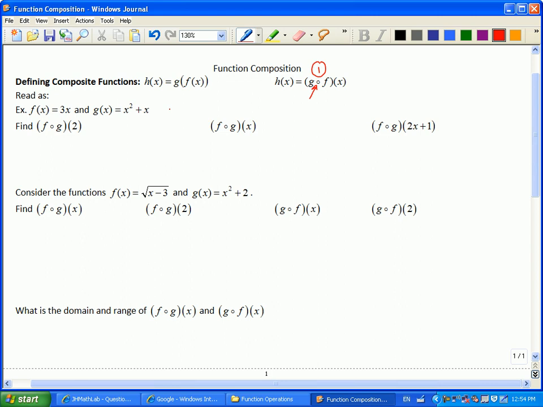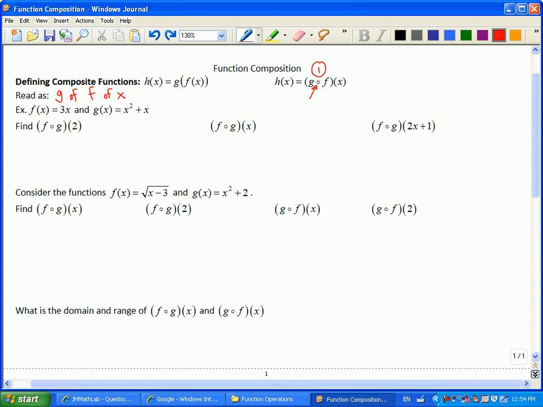So this one is a little bit harder to read, but the way it's written here is read as g of f of x. So you read it left to right like you normally would in English, so it's g of f of x. So you're putting a function inside of another function. And I'll show you, it's one of those things that makes more sense once you see it happen.